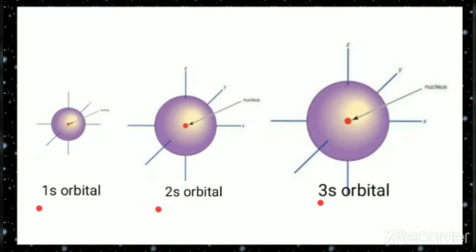As we know, the first orbit is closer to the nucleus, then the second, then the third, and so on. So we can say that the effective volume or size of 2s is greater than 1s, and the size or effective volume of 3s is greater than 2s. When you compare 4s and 5s orbitals, they will again be greater in size than 3s, and so on.